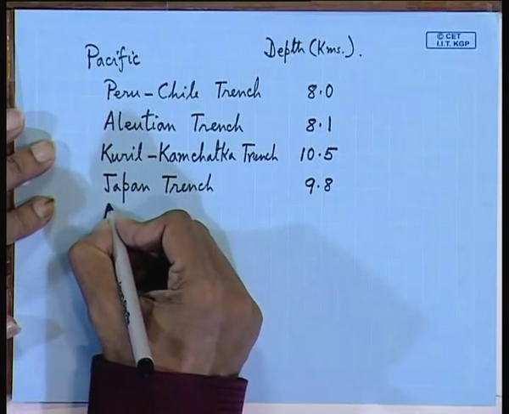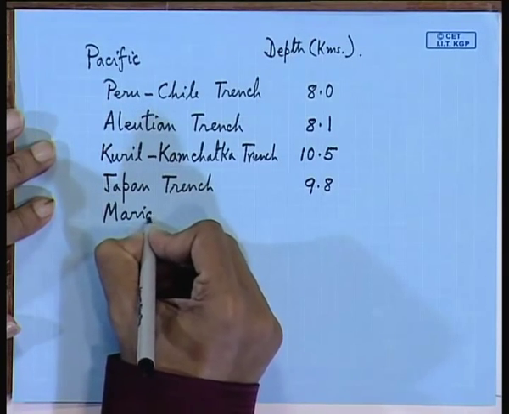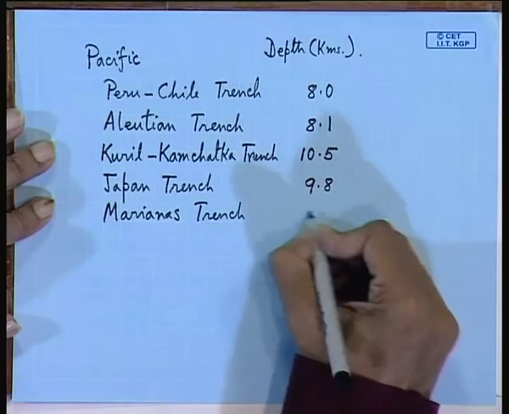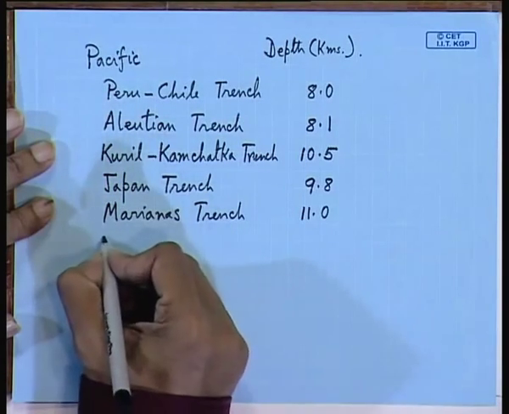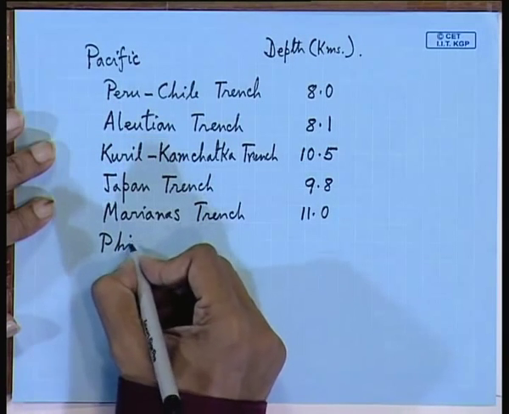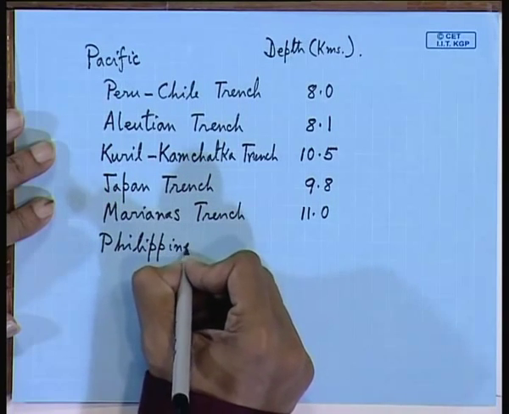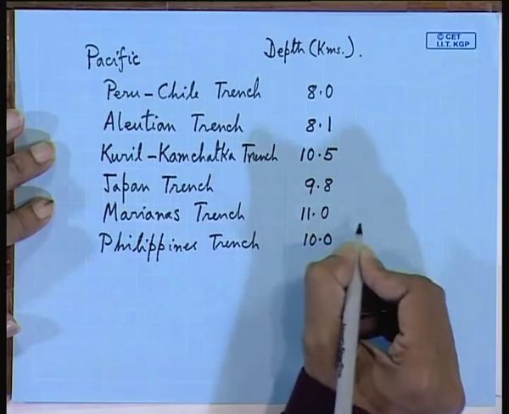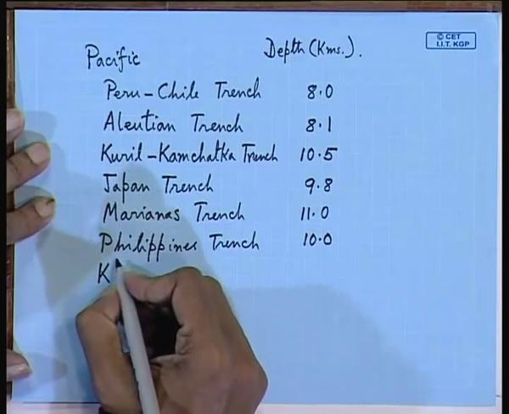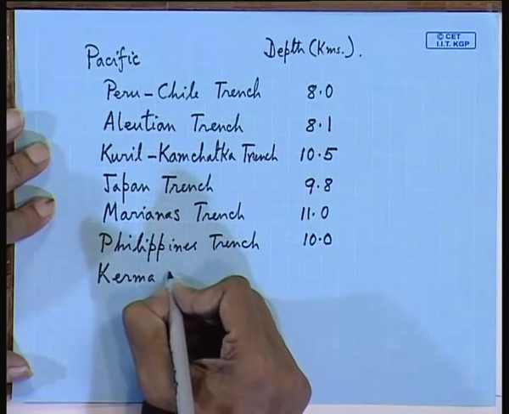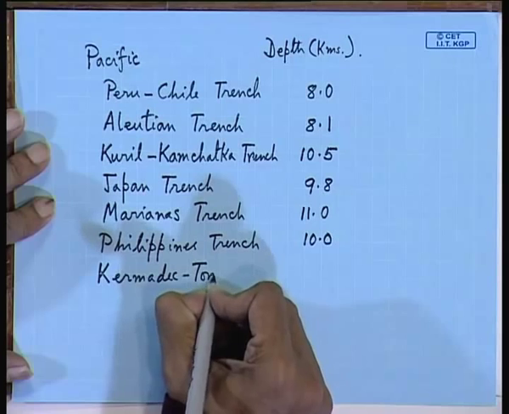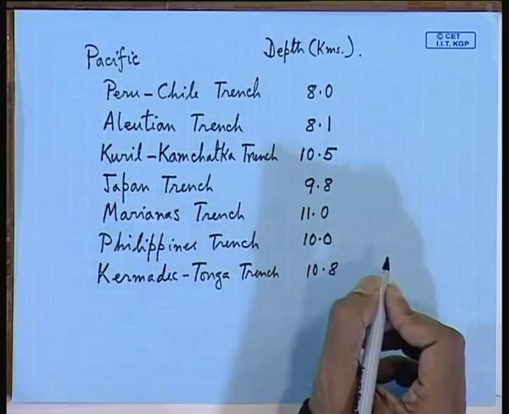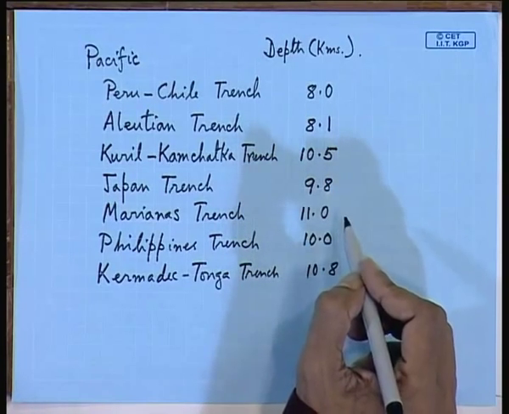Mariana Trench. Mariana Trench is 11 kilometers in depth. Then you have Philippines. And the last one is Kermadec-Tonga, I think this is in Africa. It's 10.8 probably. So the Pacific is having the deeper trenches.